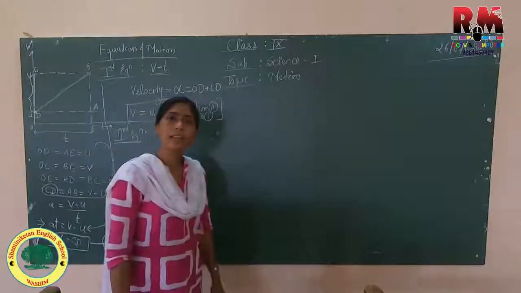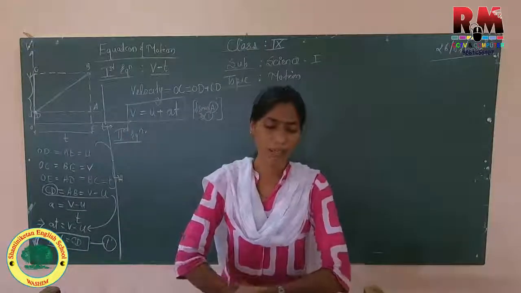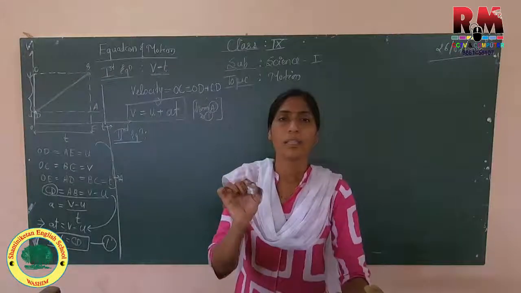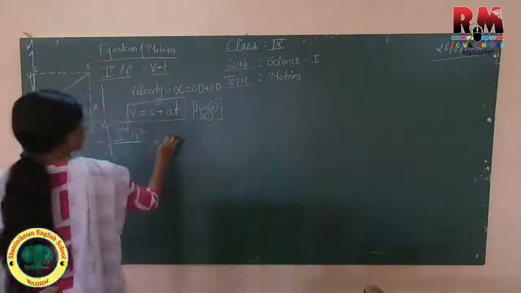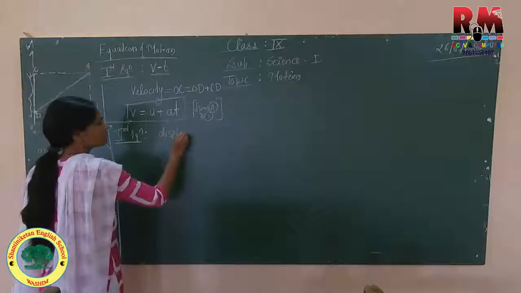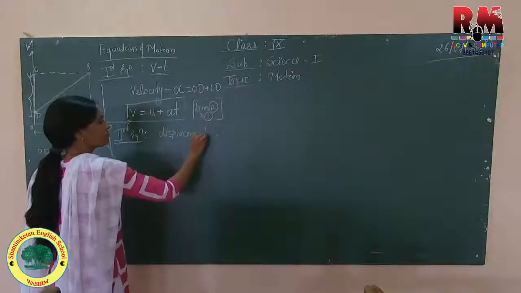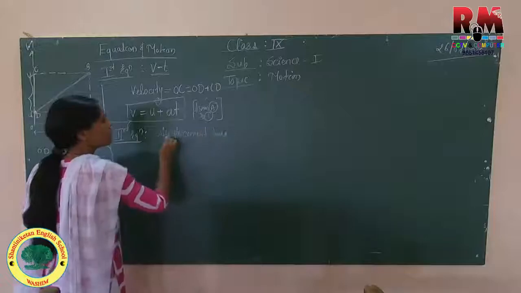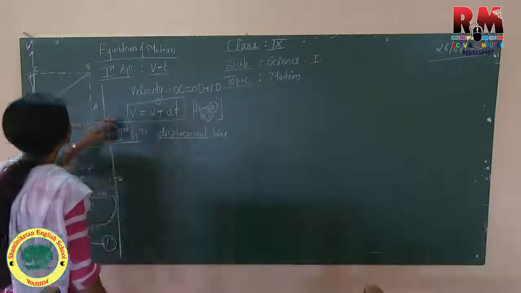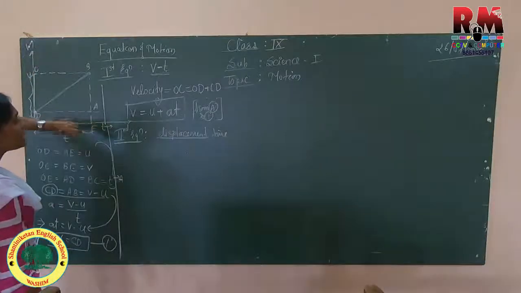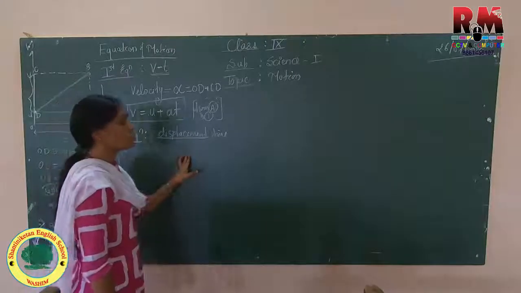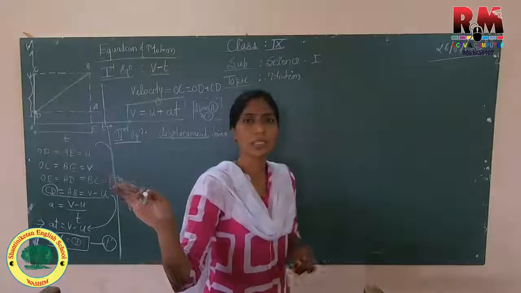Okay. Second relation is between displacement and time. You may also call it distance, children. But here the graph is between velocity and time, hence displacement.